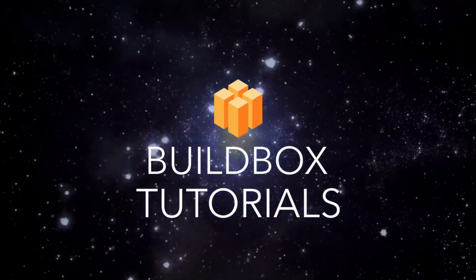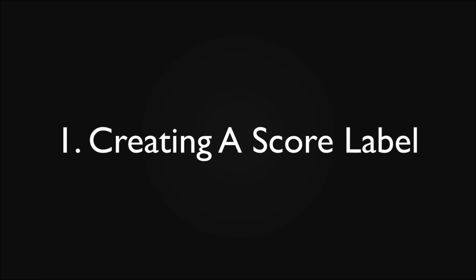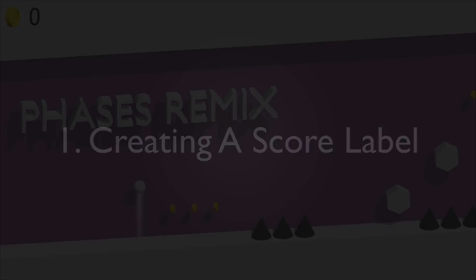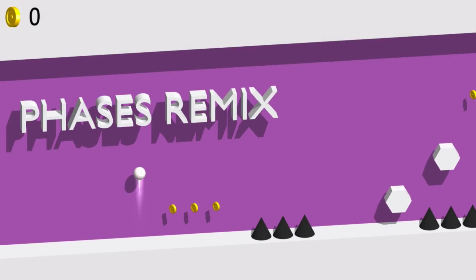In this video, I'm going to show you a few quick things that are going to help you with game development, and they're going to be quick and easy. First on the list is I'm going to show you how to create your own score label, and I'm going to show you how to take the current score, the total score, and your best score, and display them on a UI.